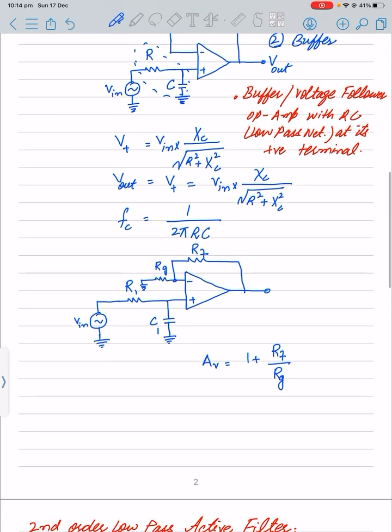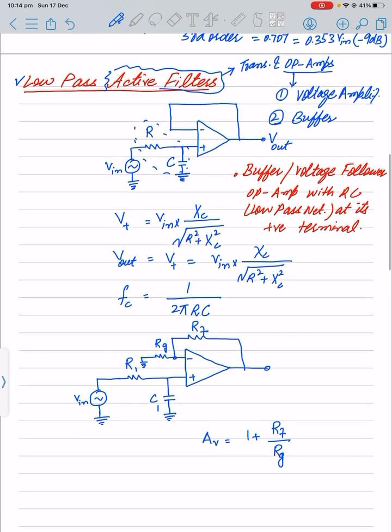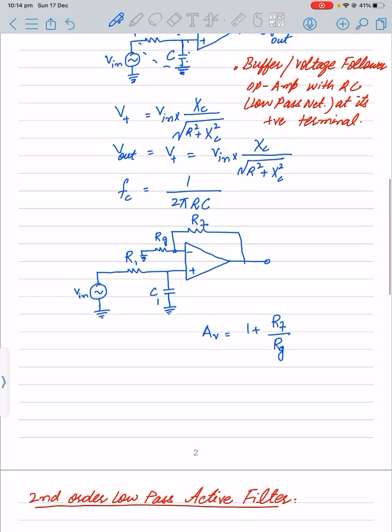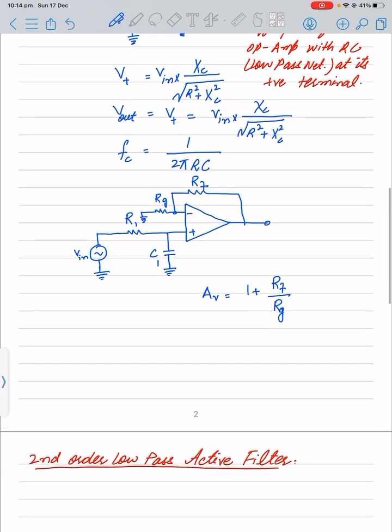So we can simply calculate the corner frequency for a particular low pass active filter. Then the other thing, instead of using the buffer, we can also have some other operational amplifier which has something in its feedback, and we are denoting it with the RF, that is within the feedback resistor, feedback circuit. And then we have this RG just for changing the names. And then again we have the RC network denoted by the R1C1 at its positive terminal, and we are also applying an input voltage at this terminal.